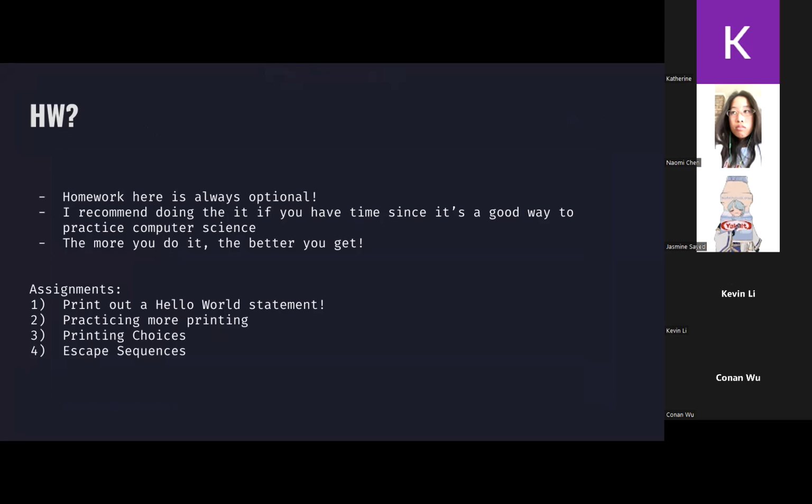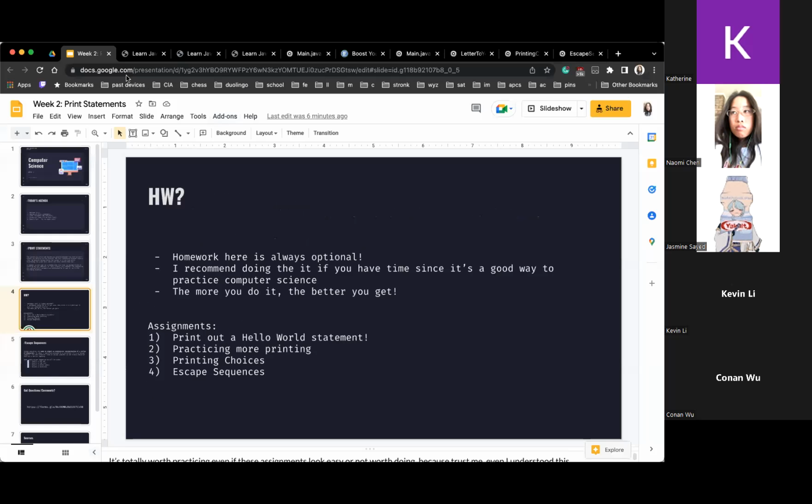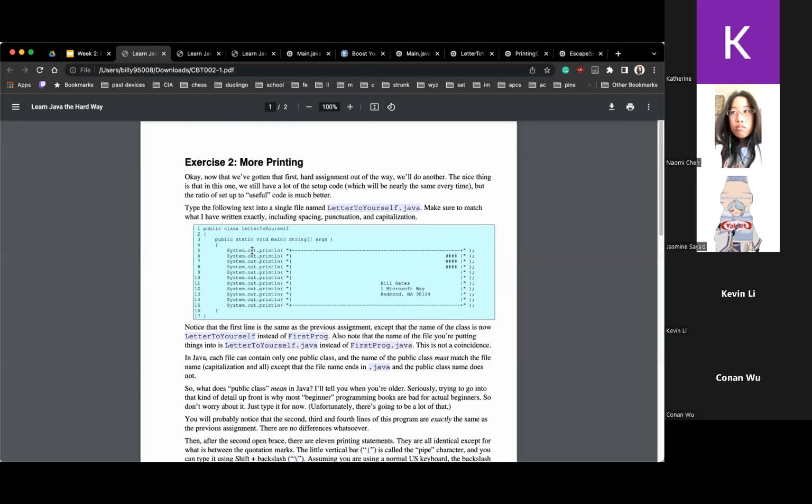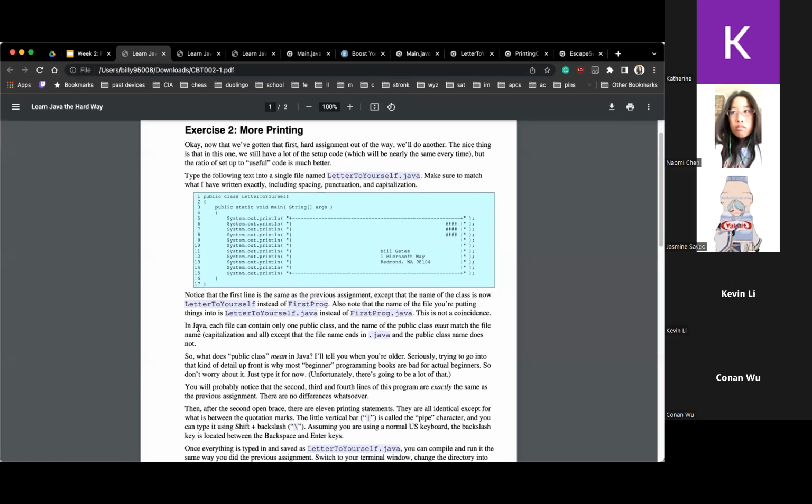Since you are going to be watching this through a video, I know it's going to be difficult to attach files. So I plan on showing the assignments that I have for you guys on my screen, and then you can just pause the video when you want to read it and do it. So these are just 4 simple assignments. It's just like printing out a hello world statement, practicing more printing, printing choices, escape sequences. I'll go over escape sequences a little bit more, but these are the files. If you want to just take a look at this, pause the video.